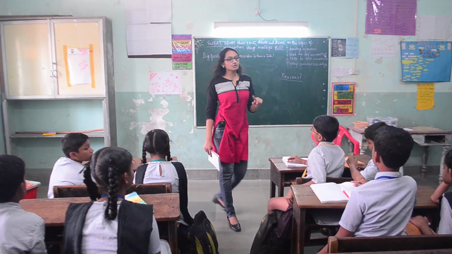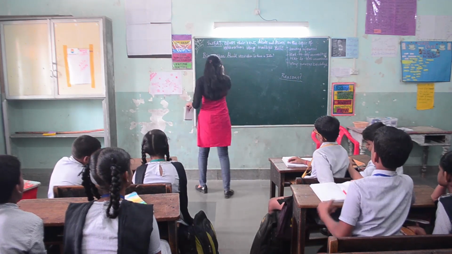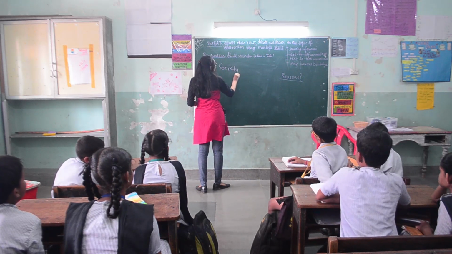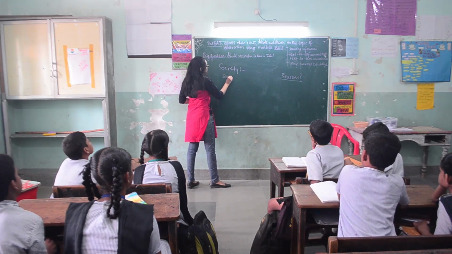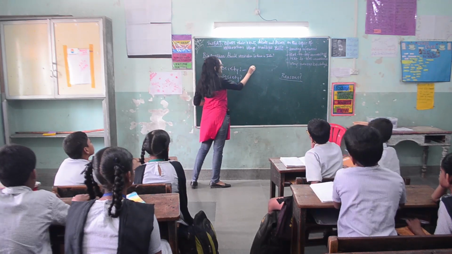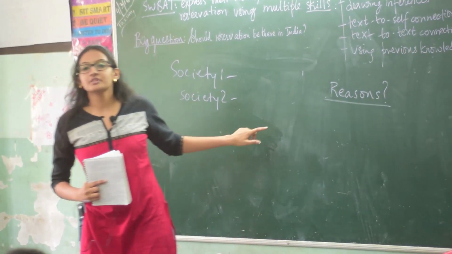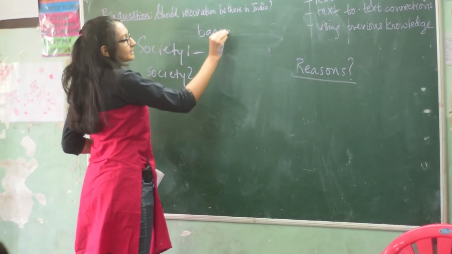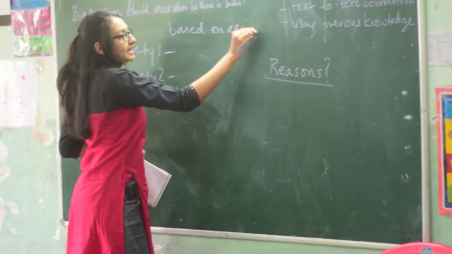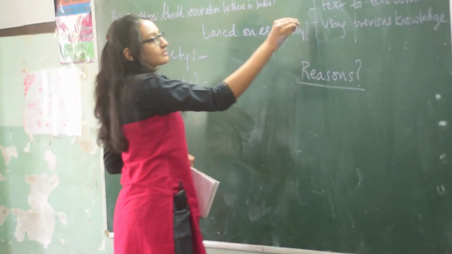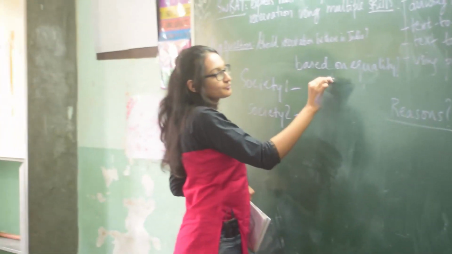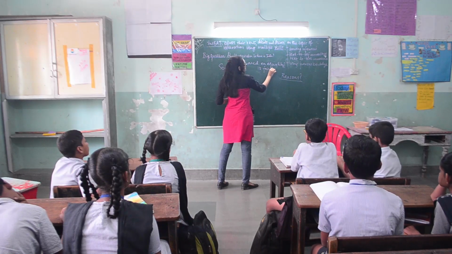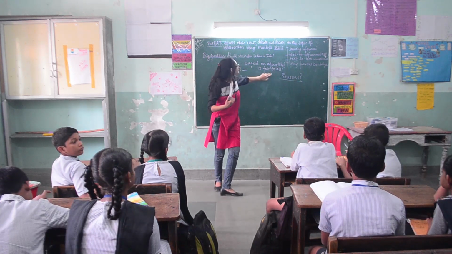So my question to you is now, for example, let's say Society 1 has a specific set of laws, and Society 2 has a specific set of laws. Which out of these two societies do you think is based on equality? Okay, that is one thing. Which out of these two societies do you think is fair to all? Or do you think this is the same?